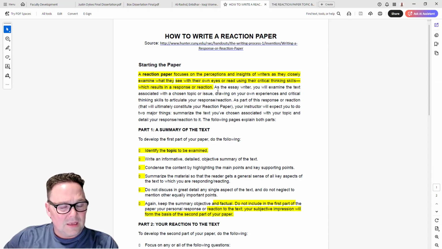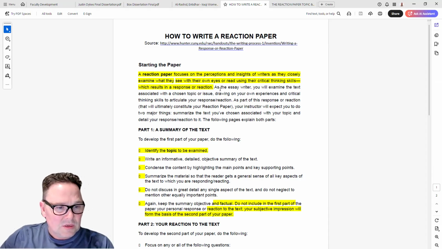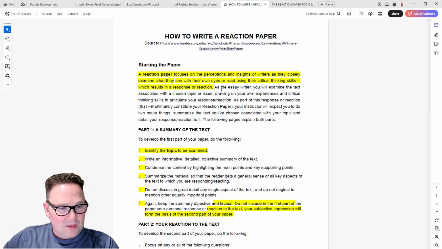So it's important to select a topic that will lend itself toward, or be good ground for you, to find a text so that you can do this sort of responding or reacting to a text.